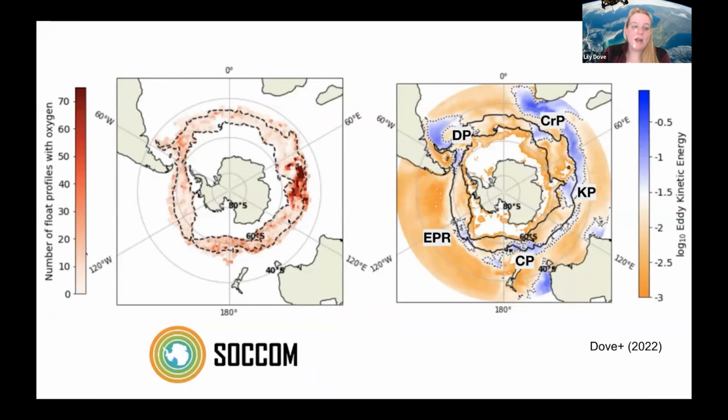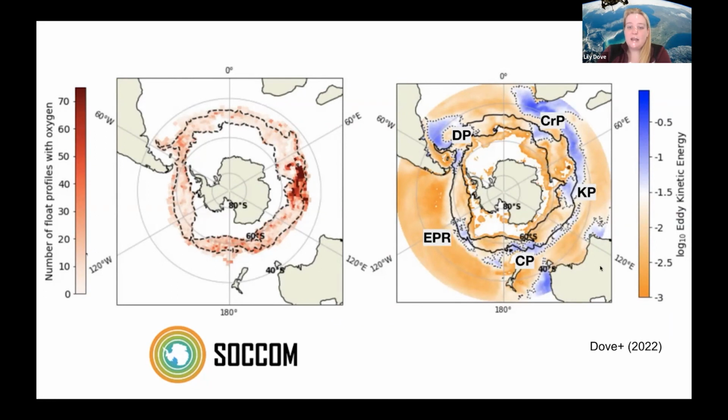And the red dots are the number of float profiles with oxygen that were available at the time we did this study. And you can see that there are some regions with more float profiles with oxygen than others, but that overall we have pretty good coverage of the region that we wanted to look at.